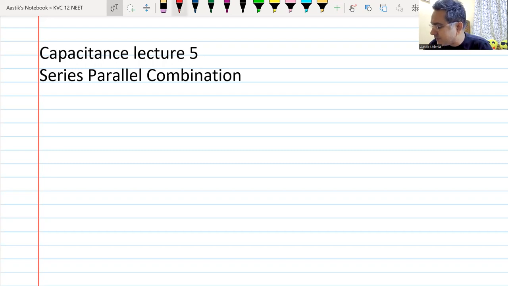Anyone has any idea about the series and parallel combination of a capacitor? Anyone knows anything about it? Have you ever heard it? Series and parallel combination? In the distance you have heard. So whatever you have heard in the distance, it is similar to whatever you have heard in the distance.